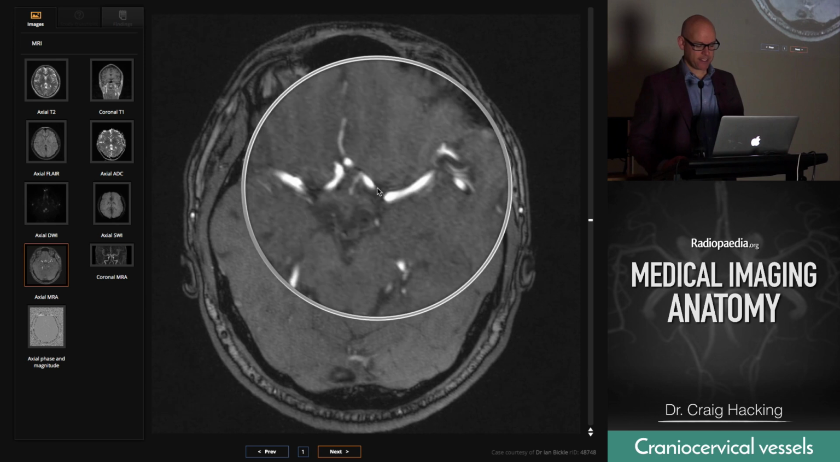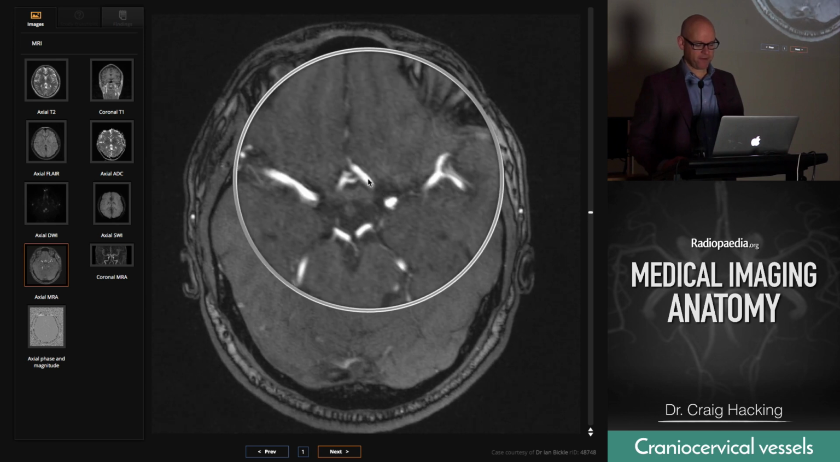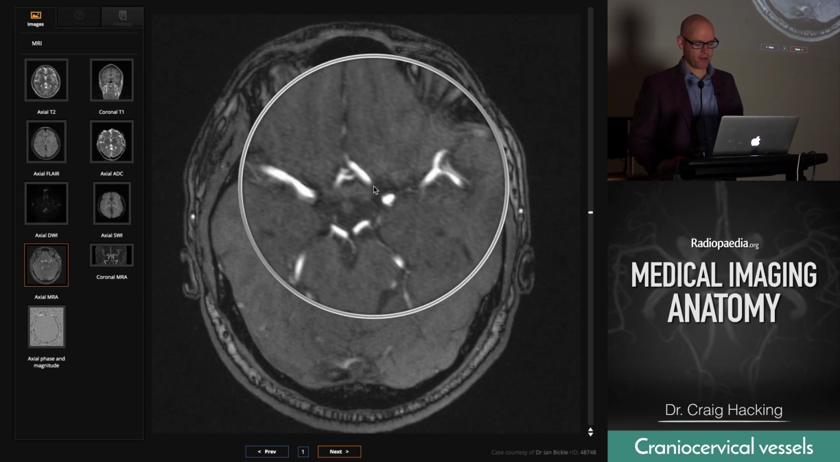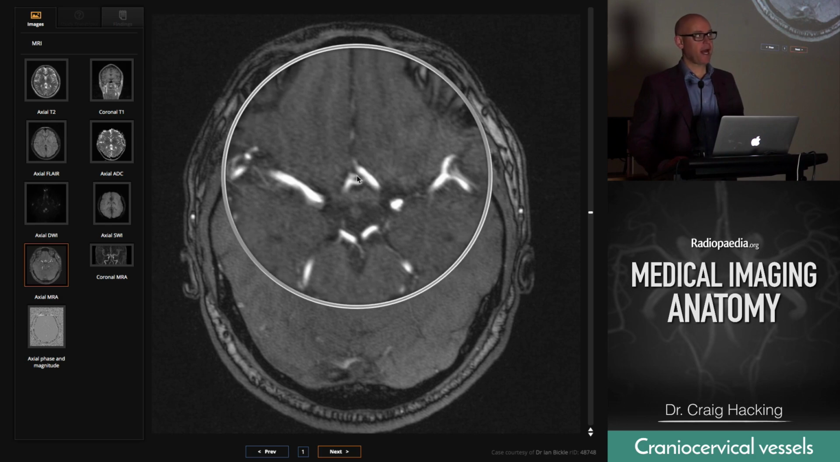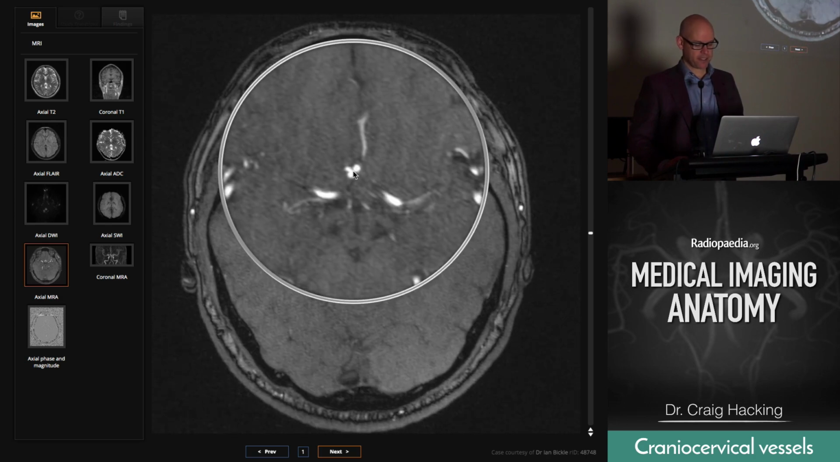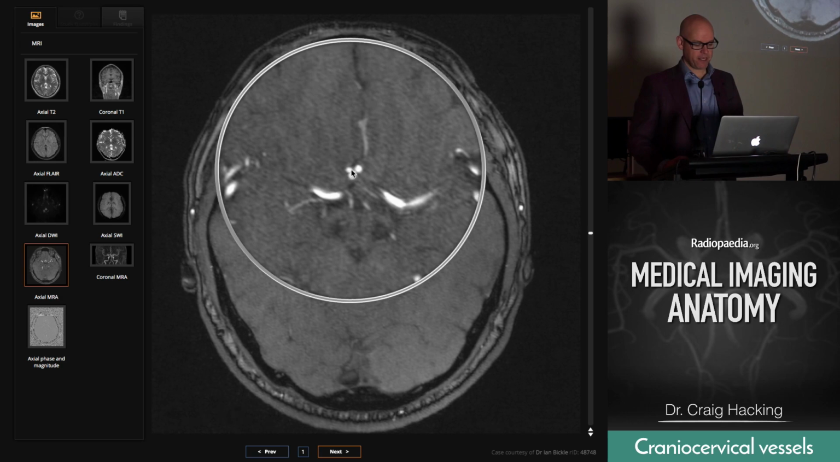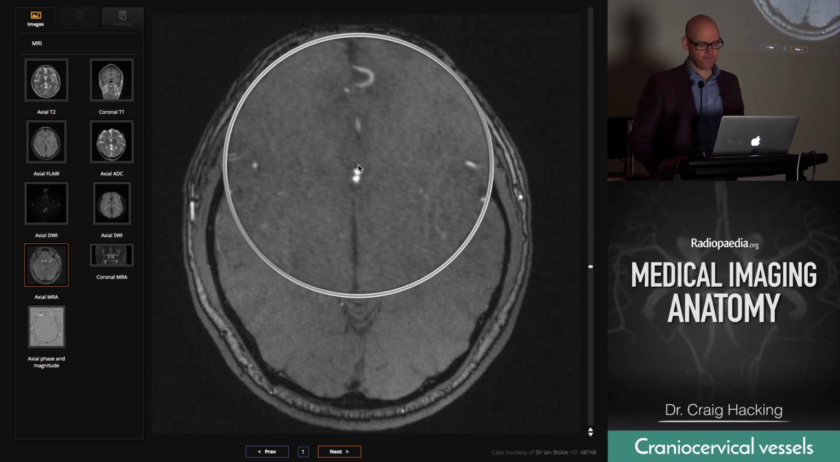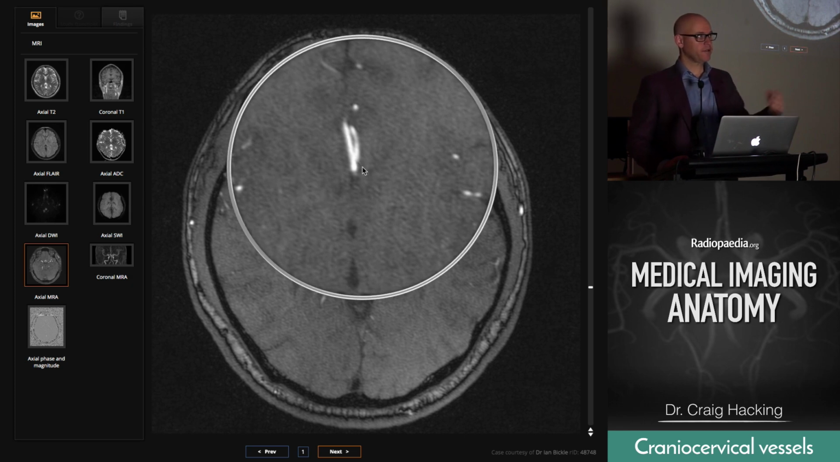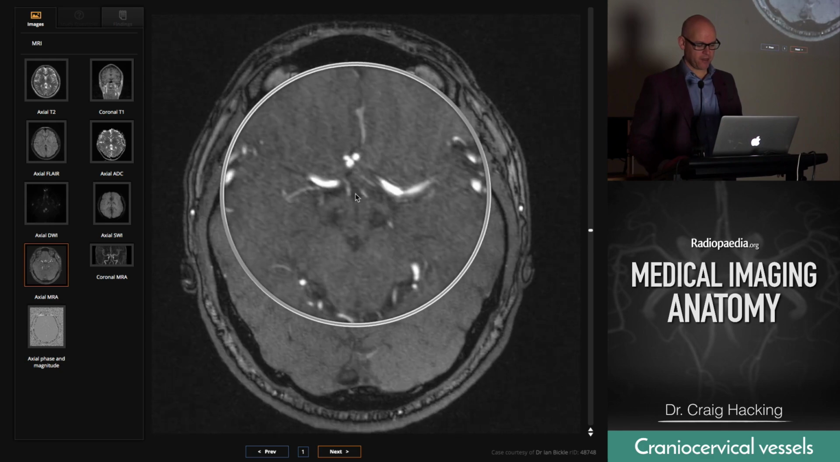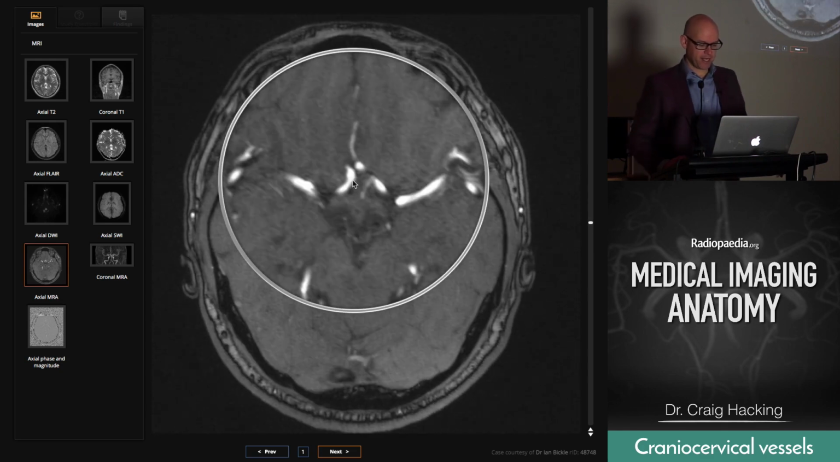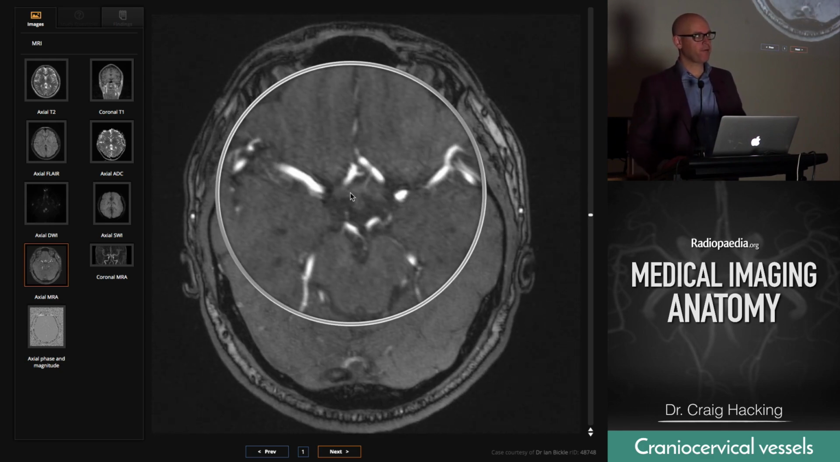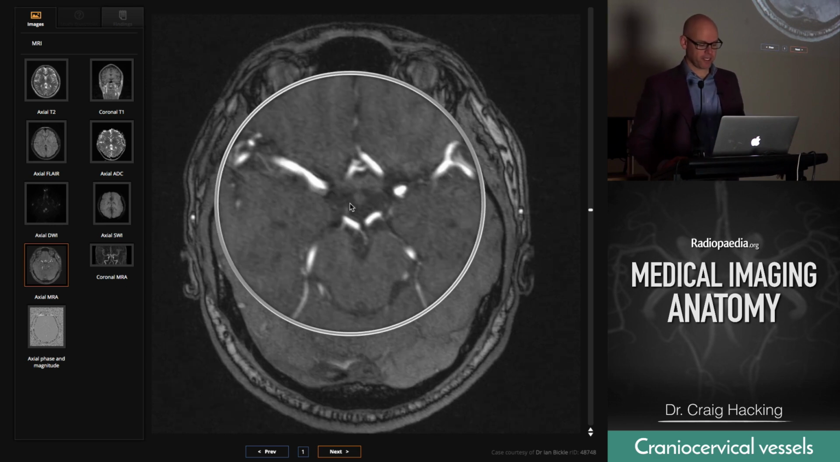The ACA, we've got an A1, which is the first part, the pre-communicating segment of ACA. Once you're past the ACOM, it's then called A2, and here's our two A2s here. Maybe a little aneurysm there. And our A2s hook back over the genu of the corpus callosum, and they'll divide into several branches: orbitofrontal, frontopolar, pericallosal, and callosomarginal. Don't really need to know them unless you're doing angiograms. So they're our A3 branches. So A1, pre-communicating, A2, post-communicating segment, and A3, the cortical branches.